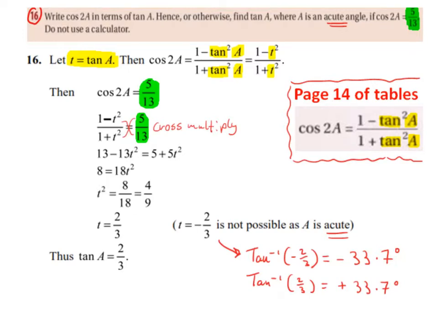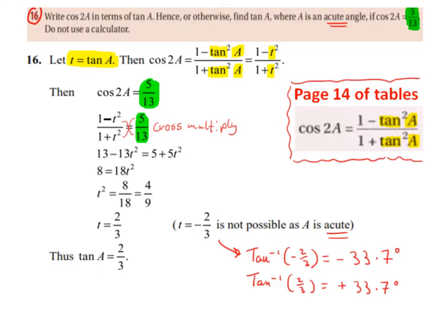Then we're going to rearrange to get the t's on one side and the numbers on the other side. So 13 minus 5 is 8. And 5t squared plus 13t squared is 18t squared. Then dividing across by 18, we get t squared equals 8 over 18, which is 4 over 9. So if t squared is equal to 4 over 9, then we bring the squared over the equal sign and it becomes square root. The square root of 4 is 2, the square root of 9 is 3. So t is equal to 2 over 3. Thus, tan of A is 2 over 3.